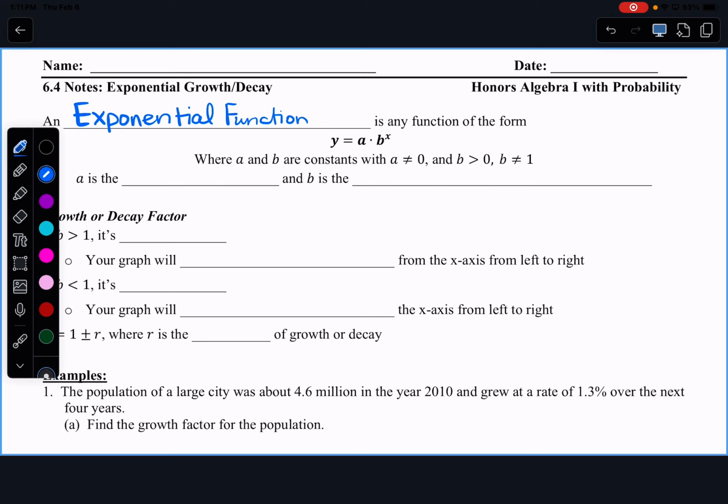Okay, so we are still talking about exponential functions. So again, a and b are our constants. A can't be 0, b has to be positive, and it can't be 1. So a is our what again? Then b was our what? Constant ratio.